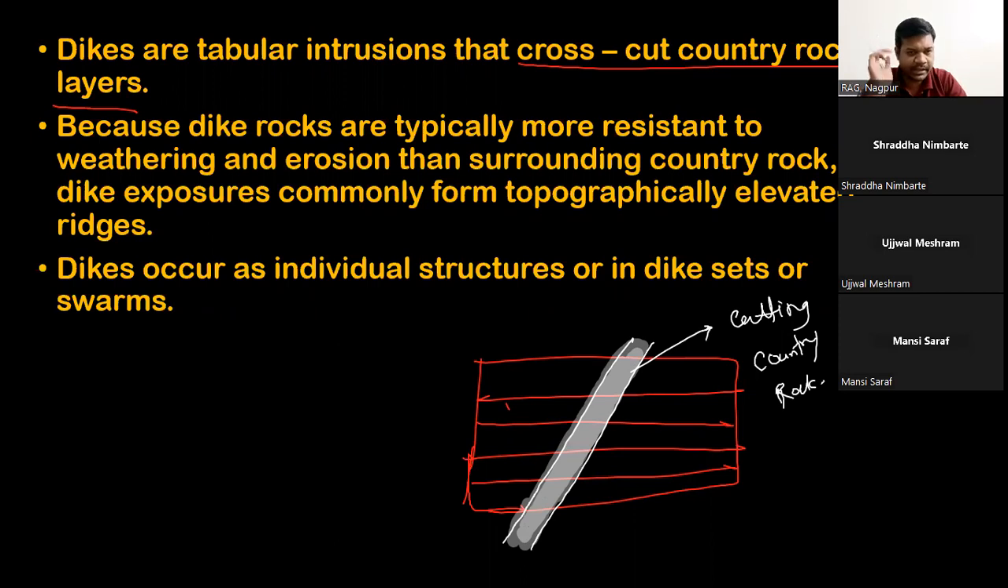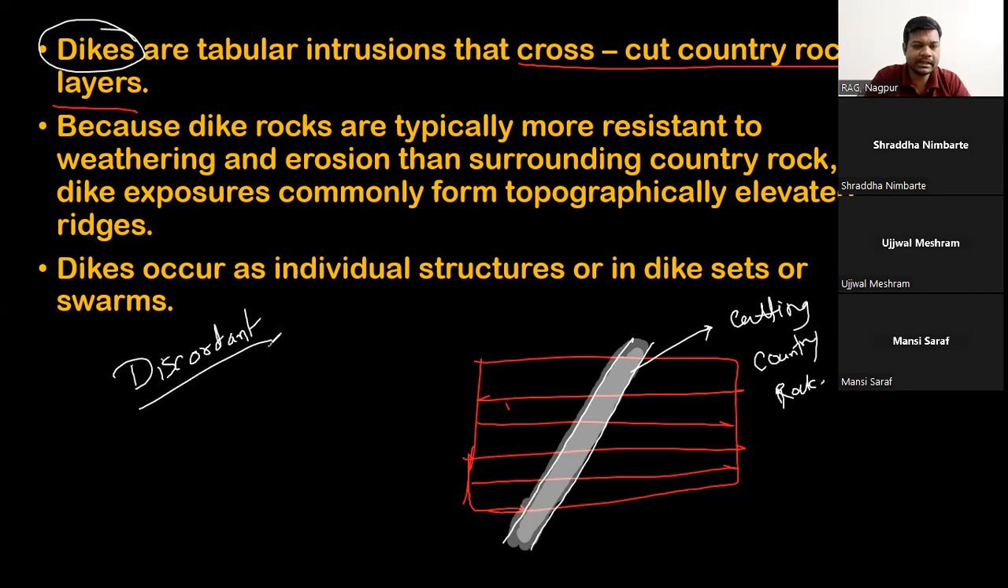Such kind of intrusion will be called a dike. This kind of structure is called a dike. So a dike is a discordant structure. Concordant is a sill, and a dike is discordant.